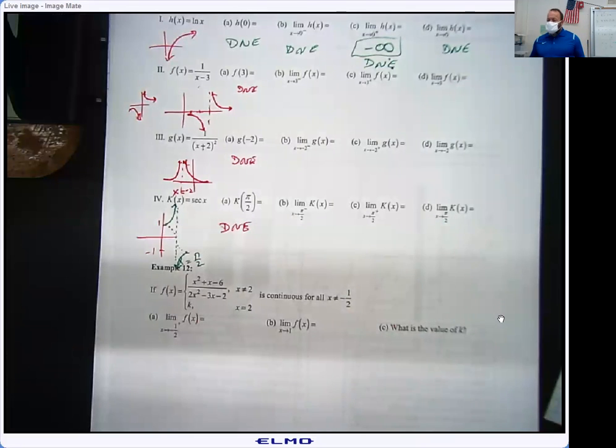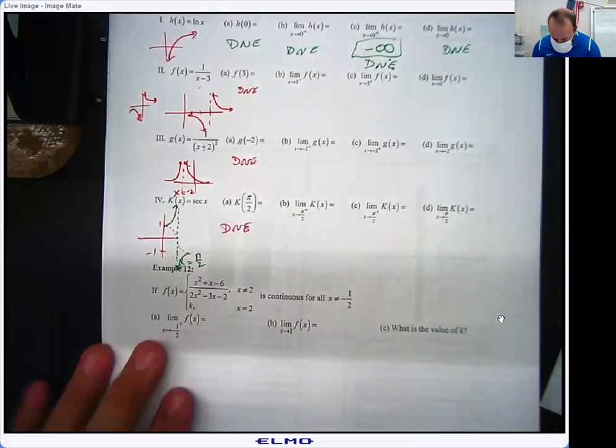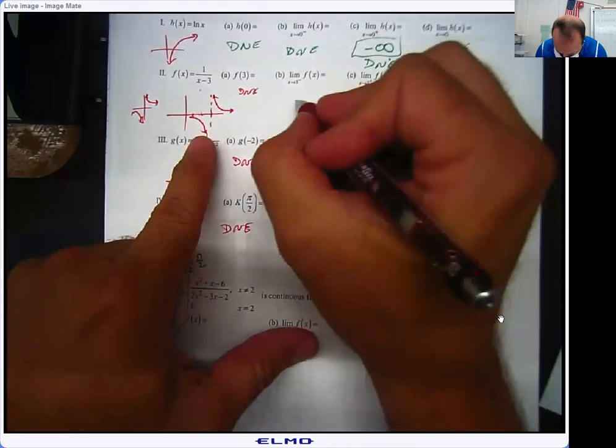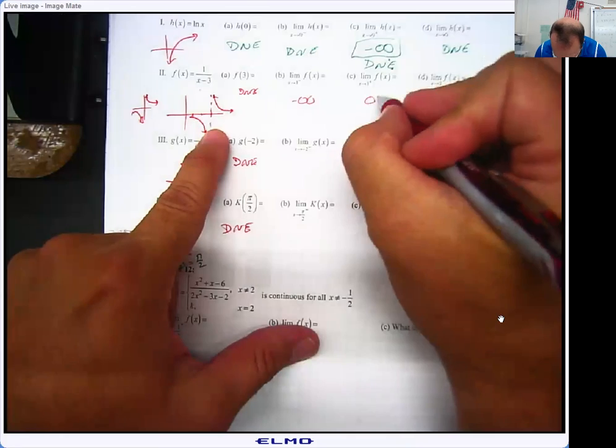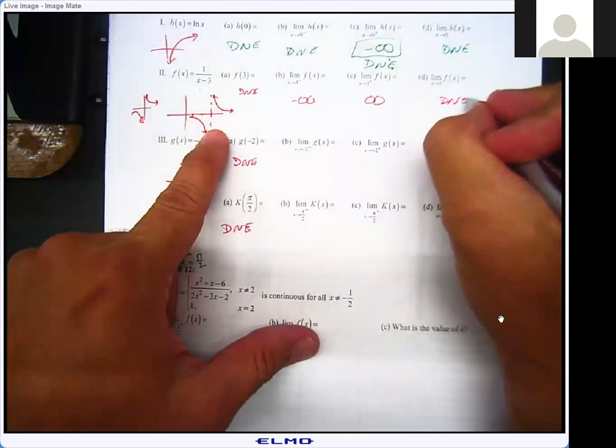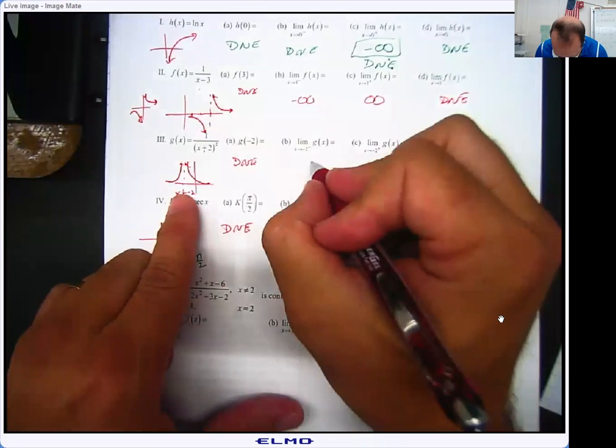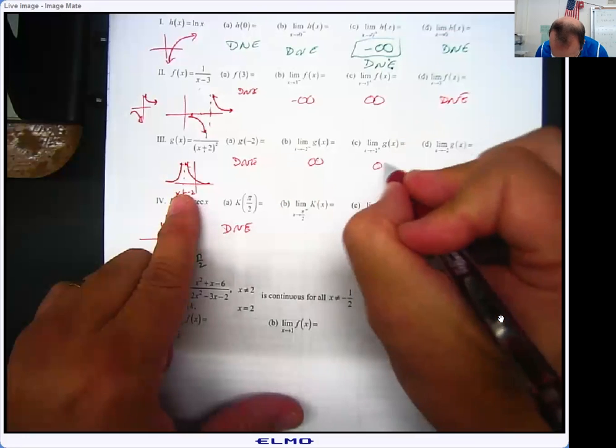Sometimes when you're doing a limit, you just go ahead and plug in the actual number that is there. So this one was, from the left, negative infinity, positive infinity, DNE, positive, positive.